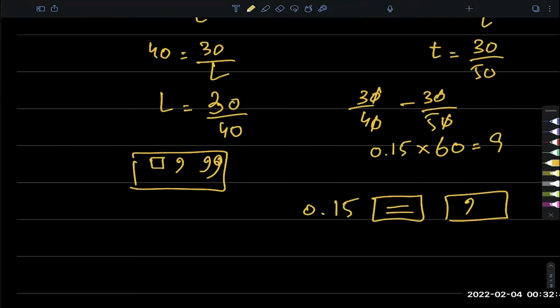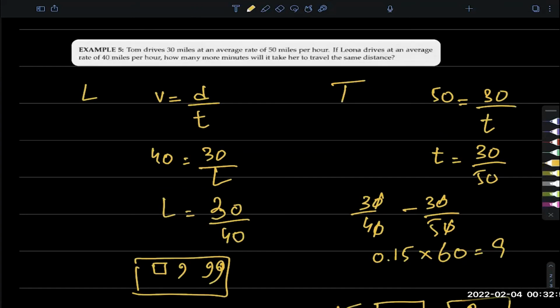So could I explain my method to you? Yeah, I get it. So, sir, I figured out how much time it would take. I did 50 miles an hour, and then I multiplied it by 0.6, which got me 30 miles, which means it took 0.6 hours. I multiplied that by 60 minutes, so I got 36 minutes for Tom to get to 30 miles. I applied the same thing for Leona, and I got 0.75, which translated to 45 minutes.